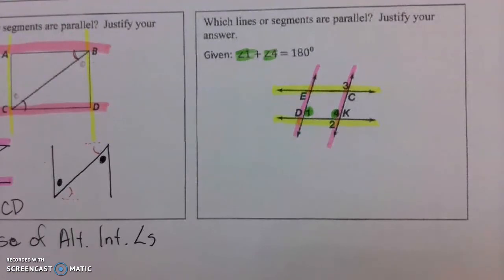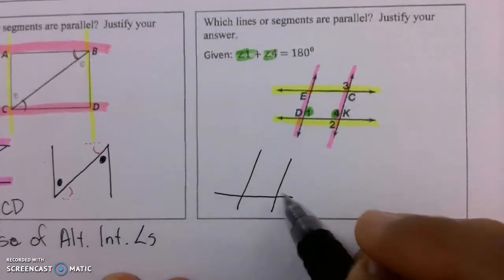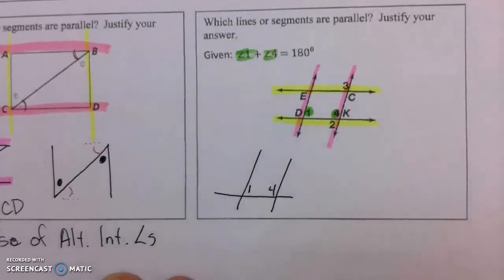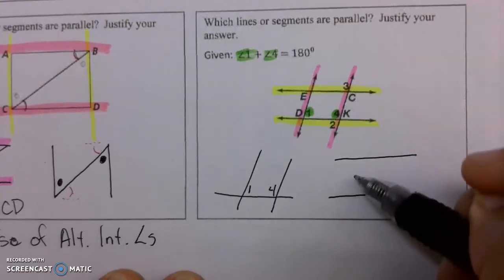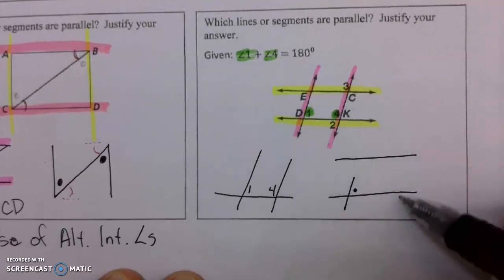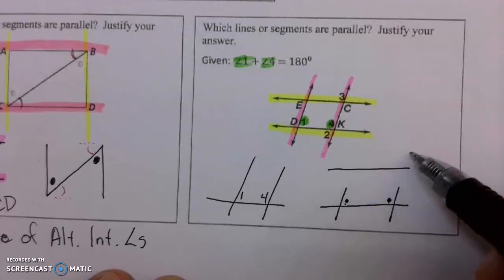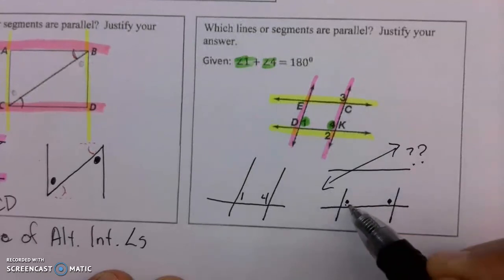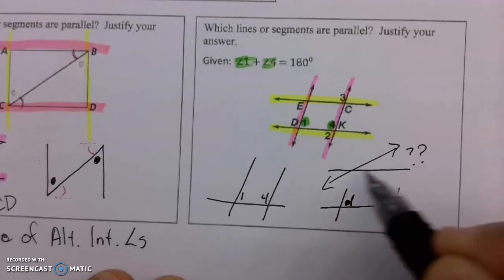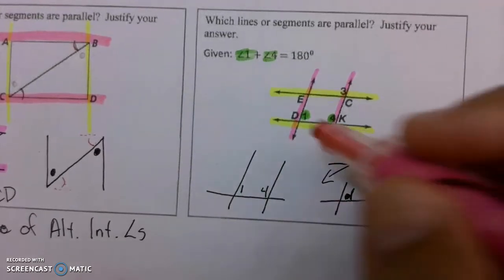Well, it all depends on the dots, so let me kind of redraw this. Here's the pink lines going this way. There's a transversal here, and here is angle 1, and here's angle 4. Here is the left to right yellow lines, and you've got one of the angles here. You've got the other angle here. Neither of these angles are really affecting this line on top. This line on top could be doing its own thing. It could be actually going this direction. You would never know it because these two angles here, the 1 and the 4, are not affecting this top line. So which two lines are parallel because angle 1 and angle 4 add up to 180?